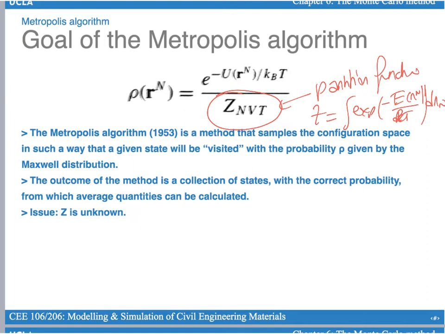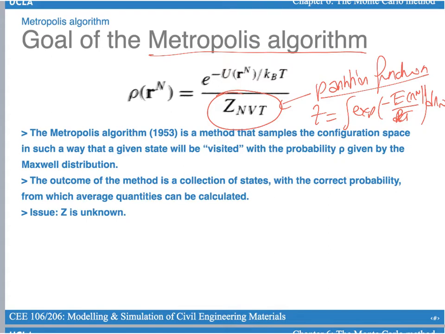So if we are unable to calculate this partition function, what we can use is this Metropolis algorithm, which is a smarter way to calculate the average values of thermodynamical properties by exploring the different configurations of the system while avoiding calculating the partition function.